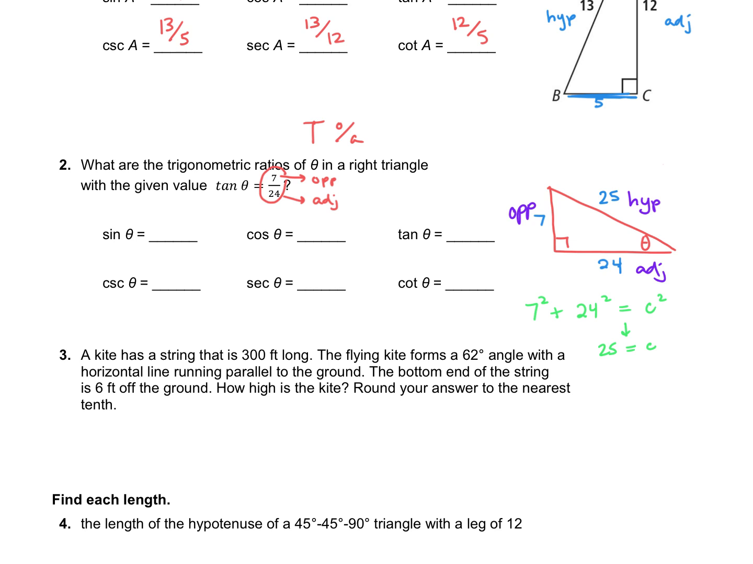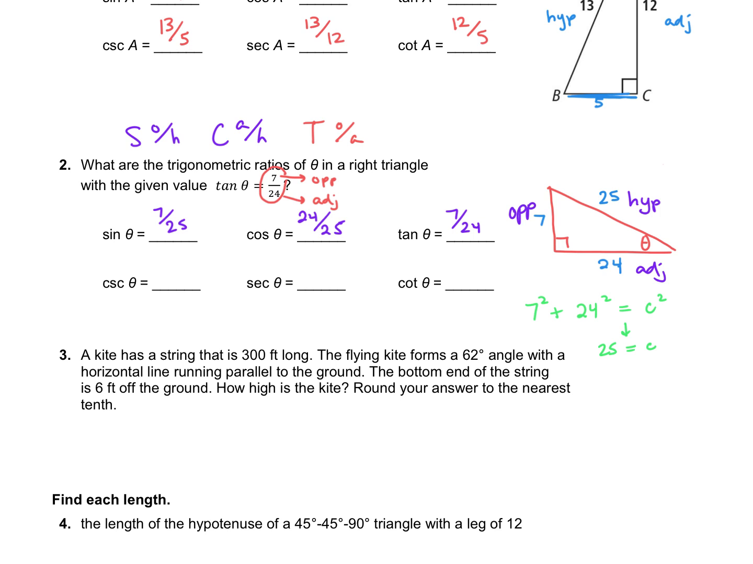And now we'll just go through SOHCAHTOA for sine, cosine, and tangent. So our sine function is the opposite over the hypotenuse. That's going to give us 7 over 25. Cosine is the adjacent over hypotenuse. So that's 24 over 25. And tangent, we already wrote out, is the opposite over the adjacent, so 7 over 24.